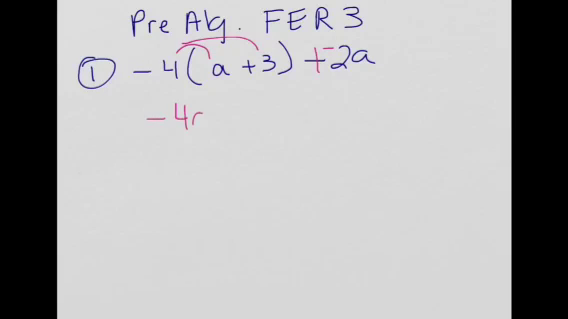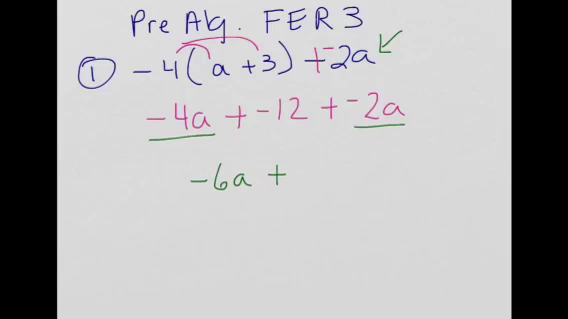So it's going to be negative 4a plus negative 12 plus negative 2a. You'll notice that we did not rainbow the negative 2a because it was not inside of the parentheses. Now that we've rainbowed and we have our like terms, we're going to collect our like terms. So we have a's here and we have a's here. Negative 4a and negative 2a is going to give us negative 6a plus negative 12. Because we have a plus negative, we're going to have an or. It's going to be negative 6a minus 12.